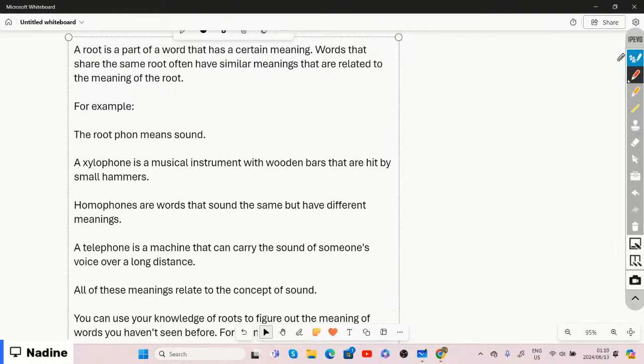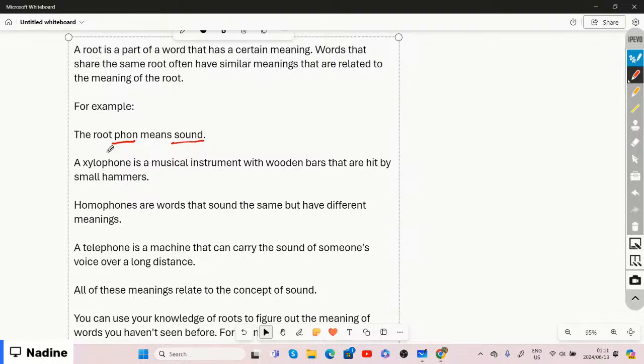All right, if we look at an example, our example says the root phon, or phone. It can be either phone or phon, depending. It means sound. So now we know that this root means sound, and every other word that has phone in it will have a similar meaning to do with sound.